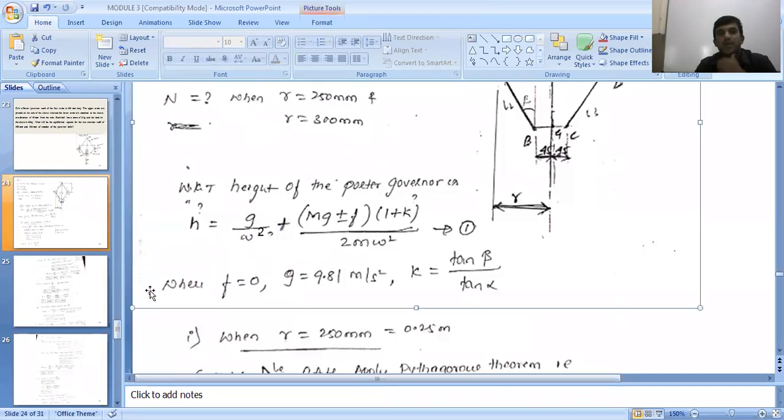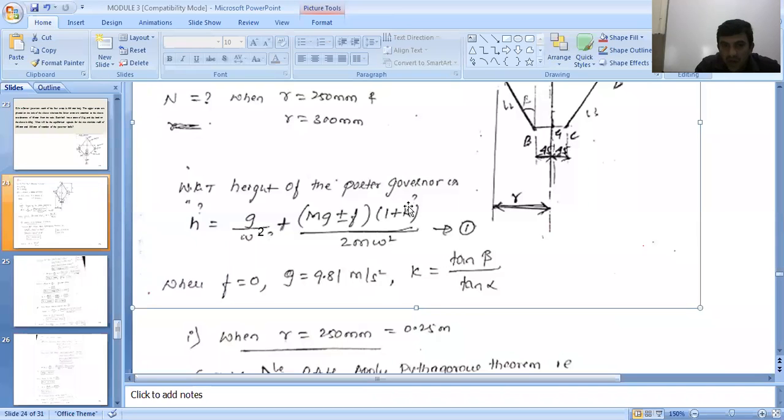This is g by omega square plus Mg plus or minus F, 1 plus K divided by 2 times M omega square, called equation number 1. Now, in the problem, the statement is given: consider frictional force. If the frictional force value is given, then only consider the frictional force. Here the F value is not given, so put F equal to 0. What is g? g is nothing but 9.81 meter per second square.